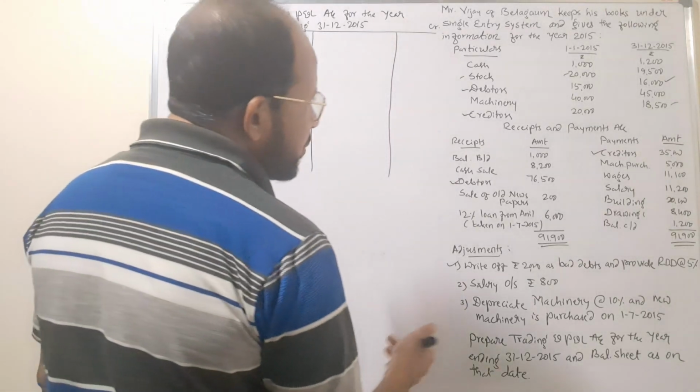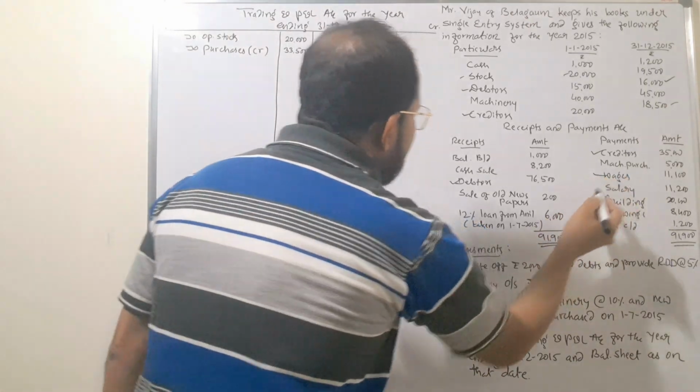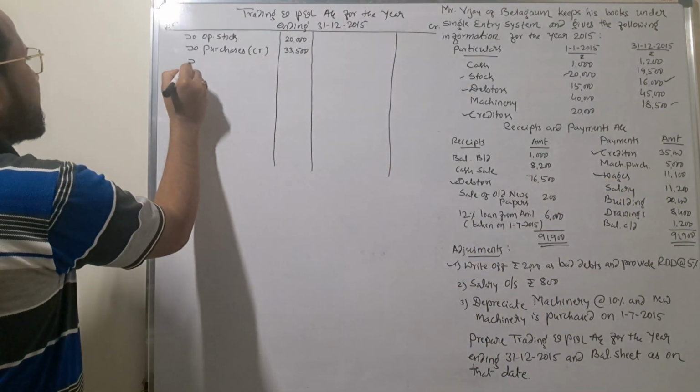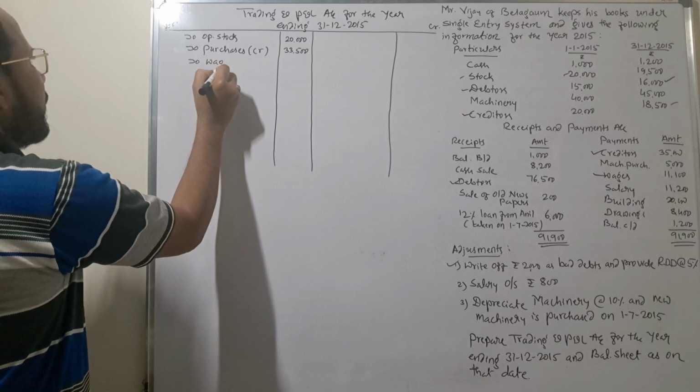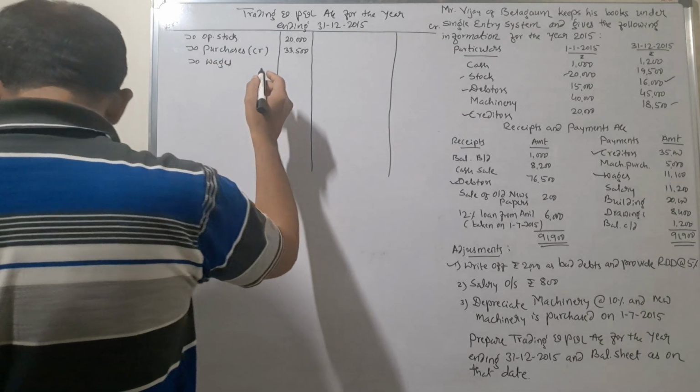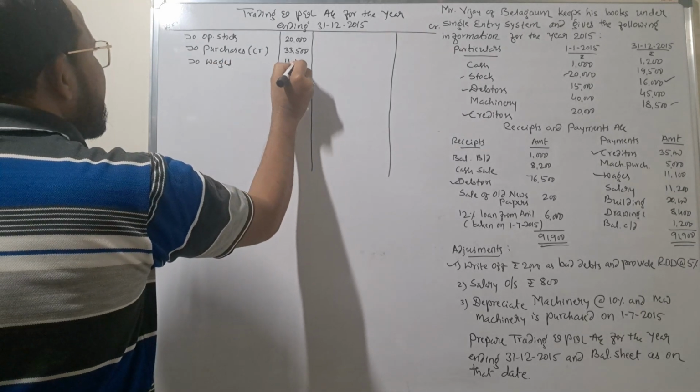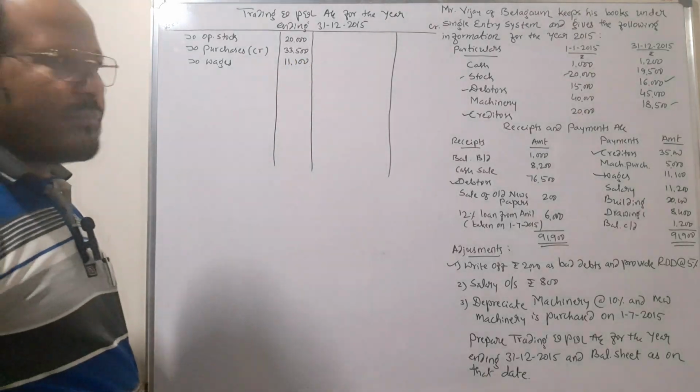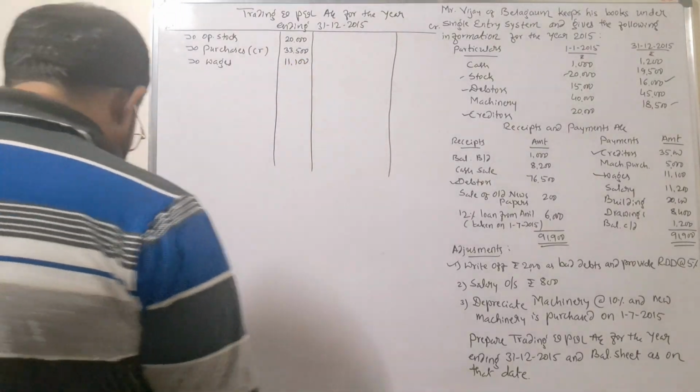Next one is what is to be shown here. See, wages, a direct expenditure, is there. That also appears in the trading account. To wages. What is the amount of wages? Rupees 11,100. Next one is on the credit side.